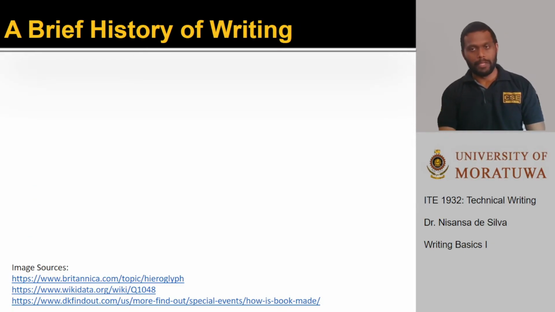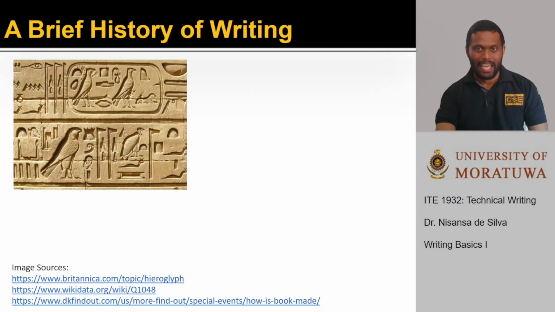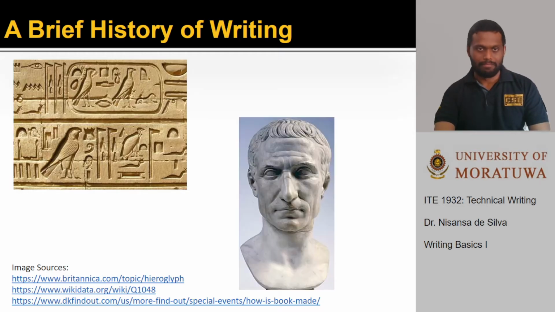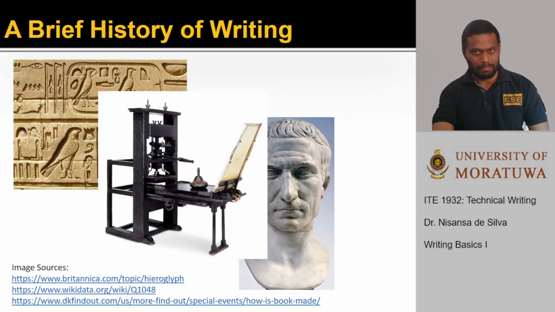Now for a very brief history of writing. As I was saying, writing was invented around 3000 BC. One of the oldest types of writing that has been read are Egyptian hieroglyphs. Why we know the name of Julius Caesar 2000 years after his death is because of his writing in the Gallic War and other people's writing about him.